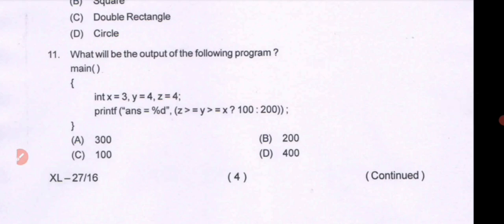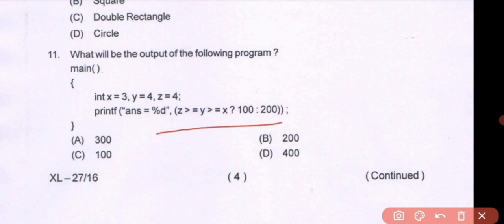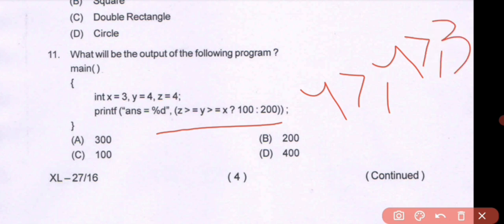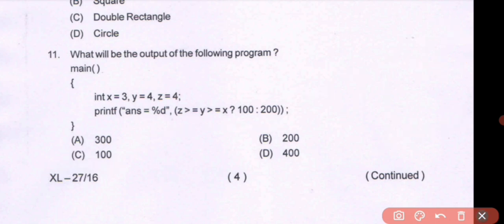11 number. What will be the output of the following program? Here the expression z is greater than or equal to y is greater than or equal to x is evaluated as 4 is greater than or equal to 4 is greater than or equal to 3, which is true. So the proper value is 100, which is option C.